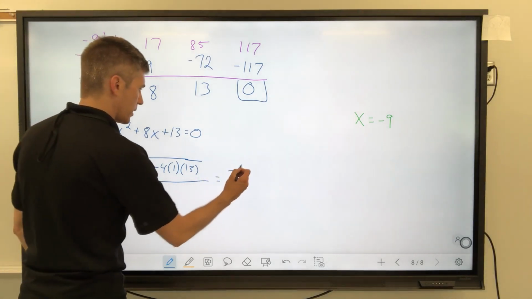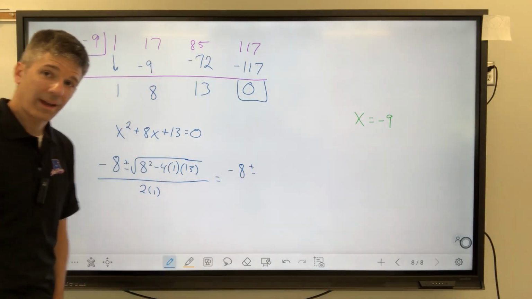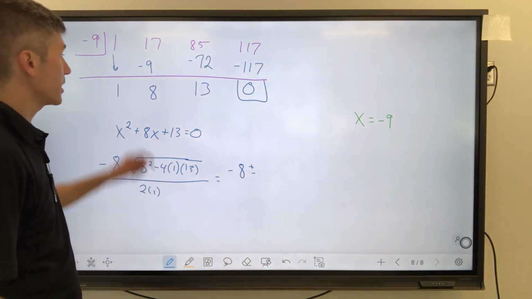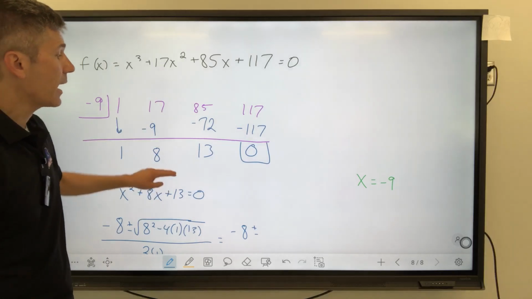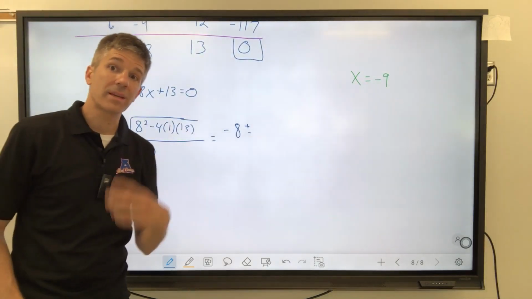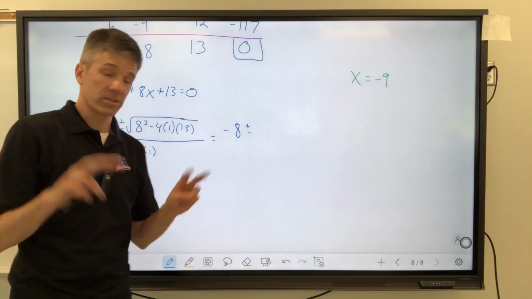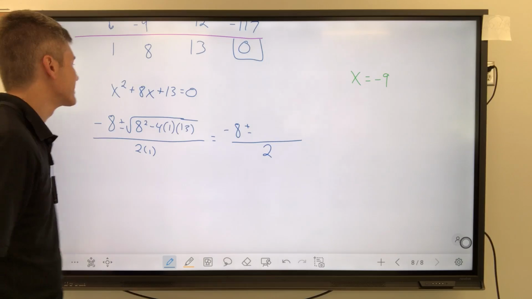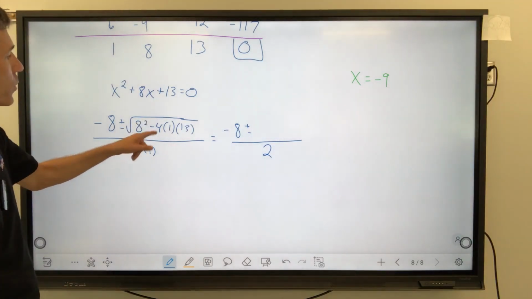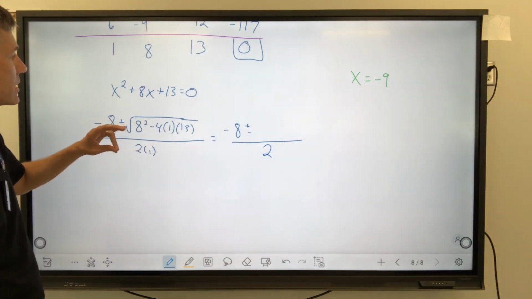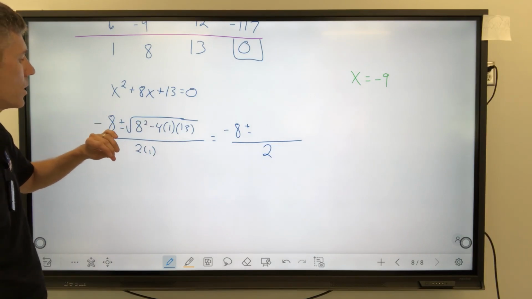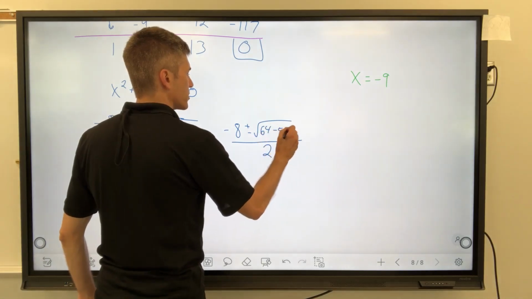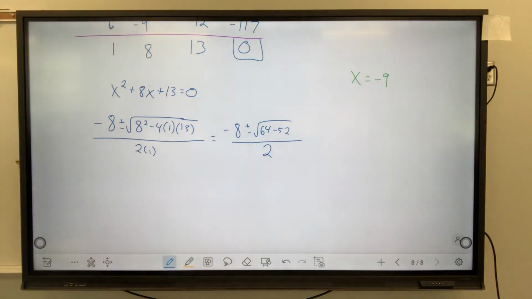So -8. By the way, here's what just went through my head. Because we saw the graph and we saw that we had 3 x-intercepts and we're looking for 3 solutions, I know that what we're about to find is not going to be complex, meaning it's not going to be imaginary. I always say imaginary. So 64 minus 4 times 13. 4 times 13 is 52. So we have 64 minus 52. 64 minus 52 is 12.